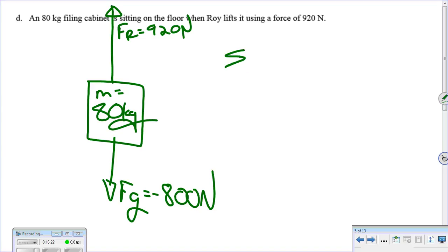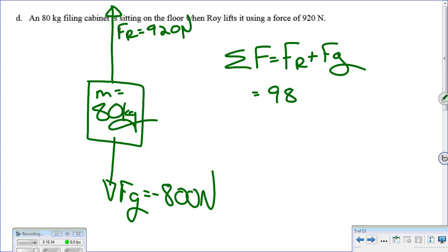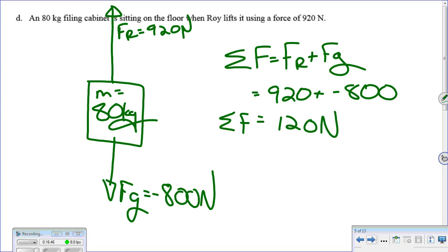So now to find my net force, what do? Add them up. Force of Roy plus force of gravity. Does the order that I add the forces in matter? No. So let's see, what am I going to get? I'm going to get 920 plus negative 800 gives you a net force of 120 newtons, right? Roy has 120 more newtons than gravity. So now I can find my acceleration. It's net force over mass.